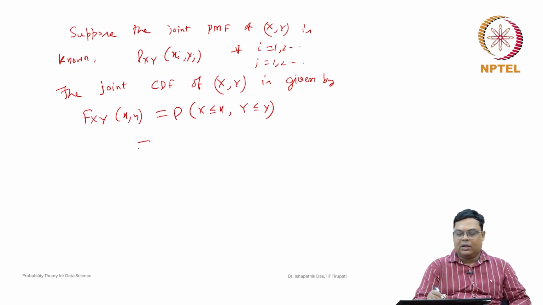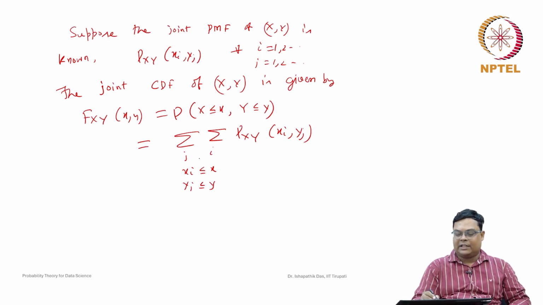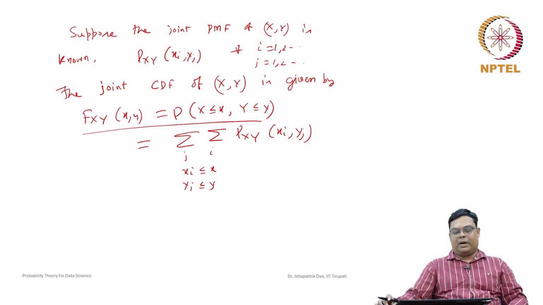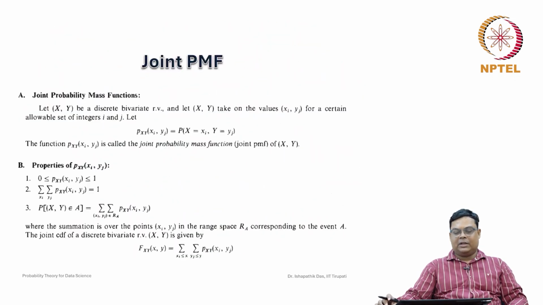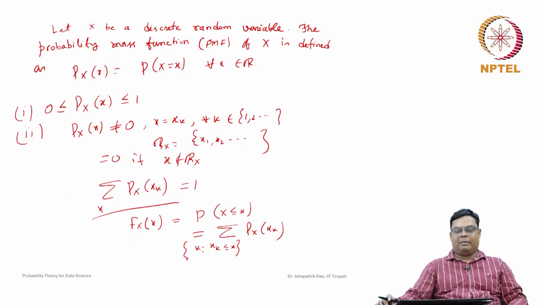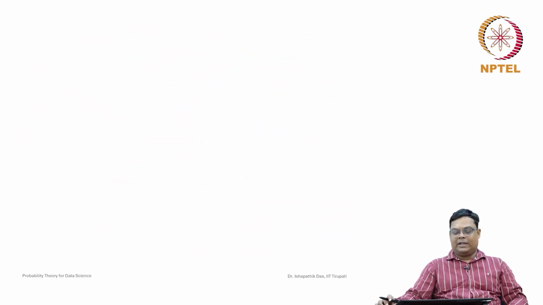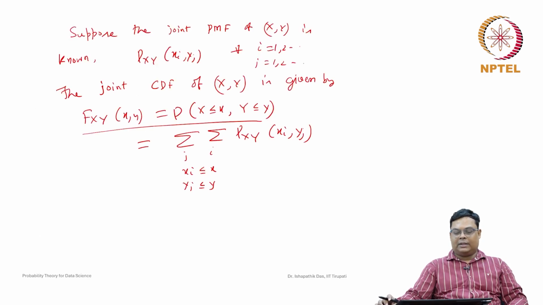So, how can we find that? It is actually the summation of all i and j of p_XY(x_i, y_j) such that x_i is less than or equal to small x and y_j is less than or equal to small y. x and y are fixed, and for all i, j satisfying this relationship, we take the sum. Then we get the cumulative distribution function from the joint probability mass function. It is very similar to the univariate cases we discussed. So, these are some of the properties of the joint probability mass function. Let us discuss one numerical example. Before that, we want to compute these things also, that is why we need to clear this concept.